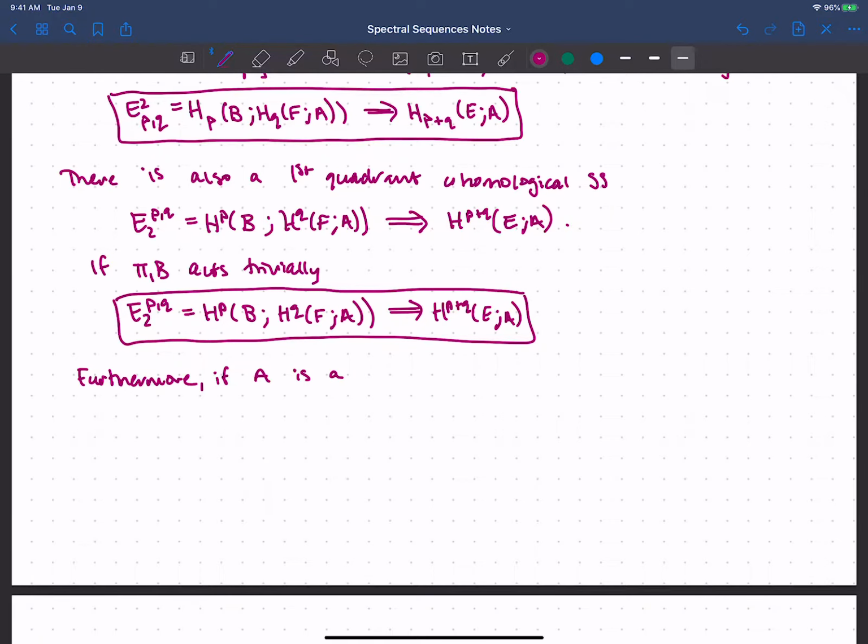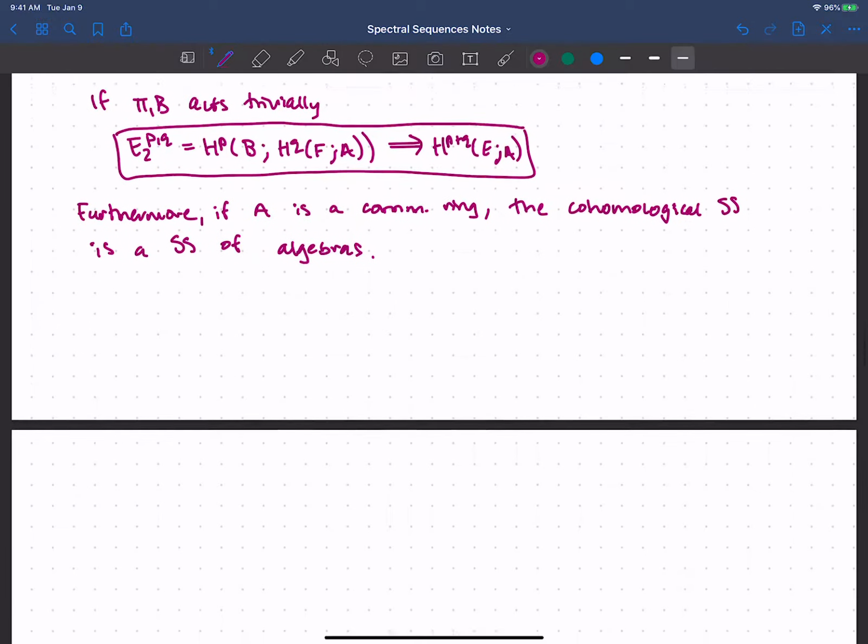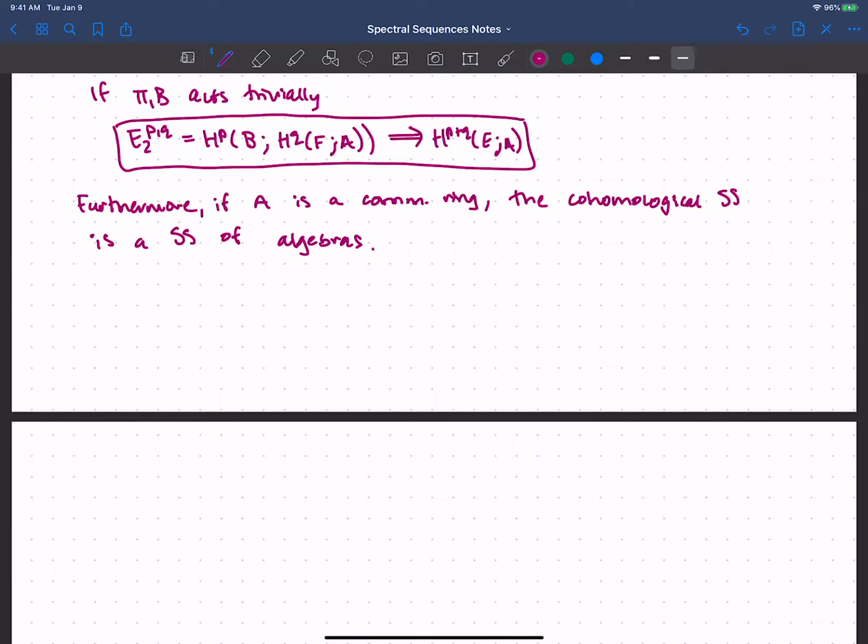So furthermore, if A is a commutative ring, then we know the cohomology is also going to be a ring, right? It's a differential graded algebra. And so this cohomological spectral sequence is going to be a spectral sequence of algebras. And that's really extremely useful. So we'll often make use of the algebra structure here to sort of compute differentials. Once we know one differential, it'll propagate to many other differentials, and we'll see some examples of that shortly.